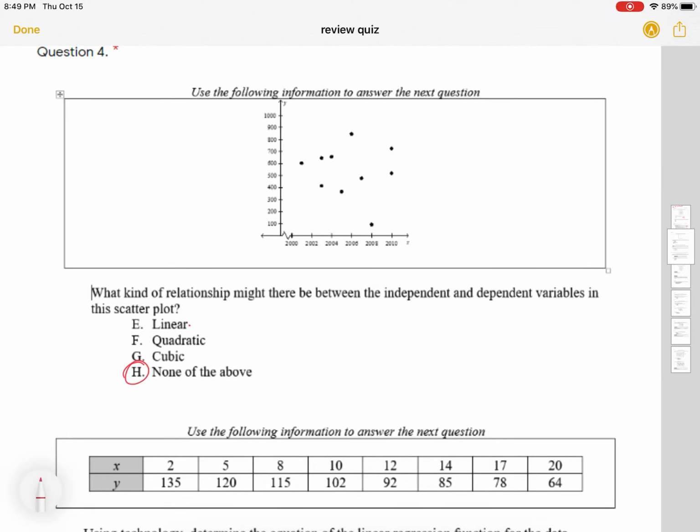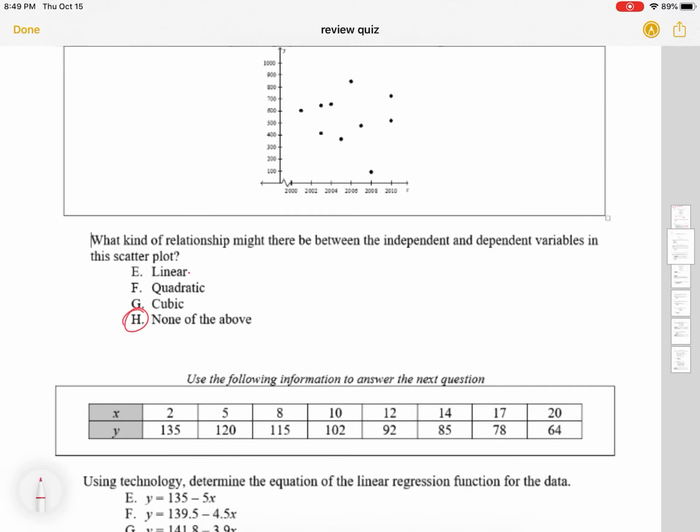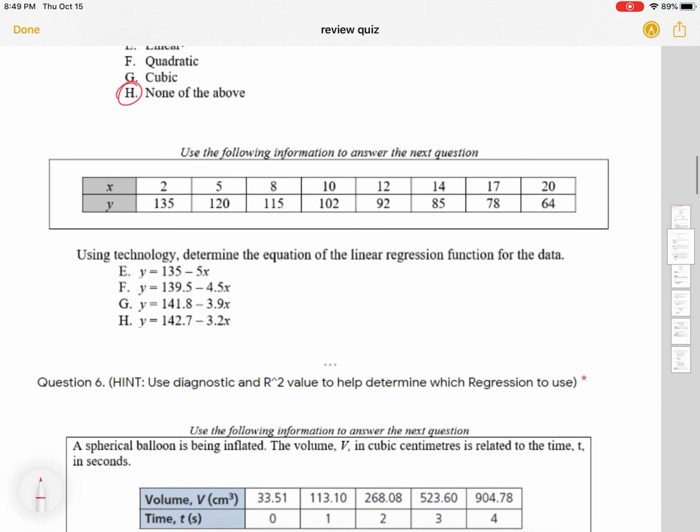So the answer would be none of above, because we're not seeing any general trend of a straight line or of a parabola or of a cubic function. Okay? And sometimes data doesn't have any concrete relationship that we can sort out from its information. Because, I mean, we now know about sinusoidals, and it doesn't look like that either, right?